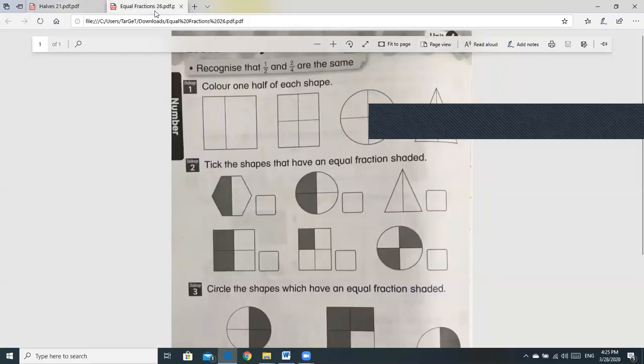Let's now go to page 26. Open page 26. Here he said to me, color 1/2 of each shape. I want to color 1/2 of each shape. Let's color together. Half of this, by the way, this is small and this is big, so it's wrong, so I'm not going to do anything. These two are not equal, so I'm not going to color it.